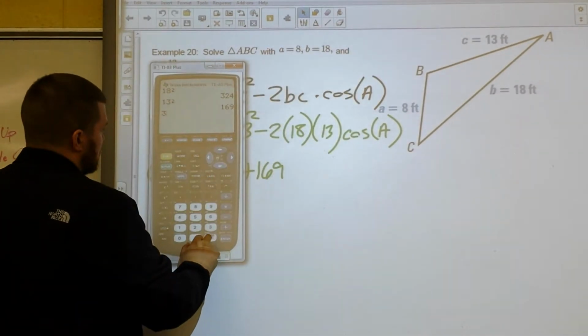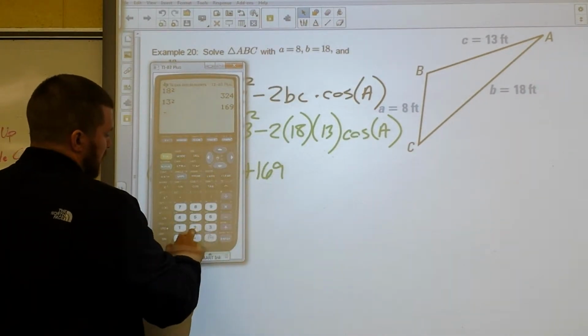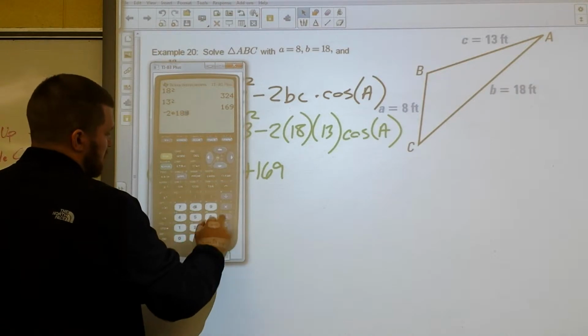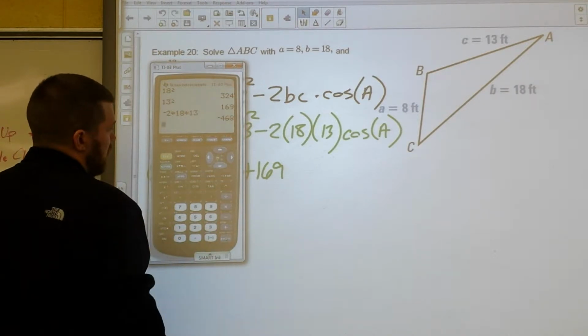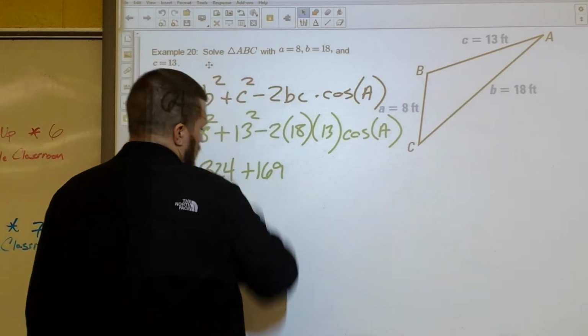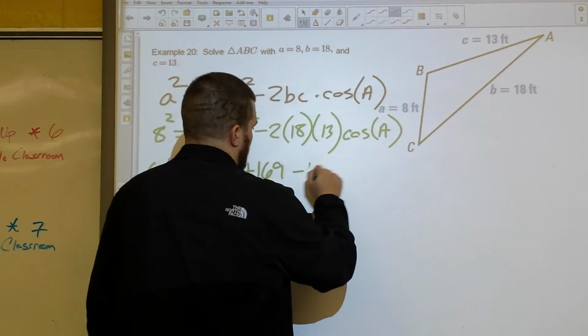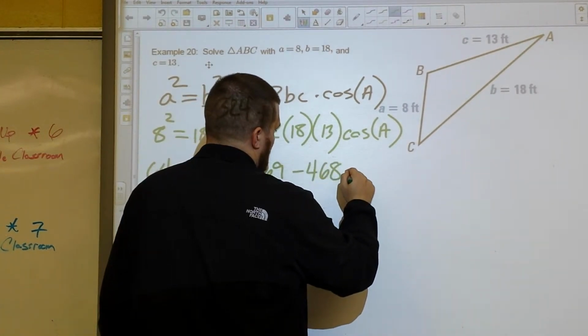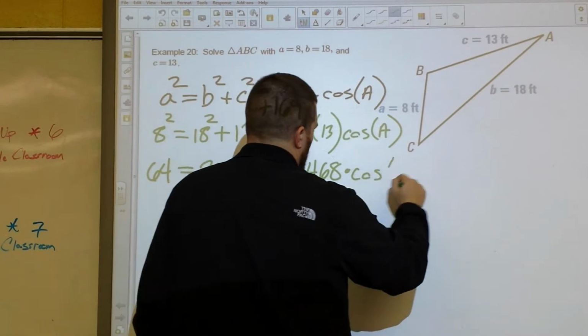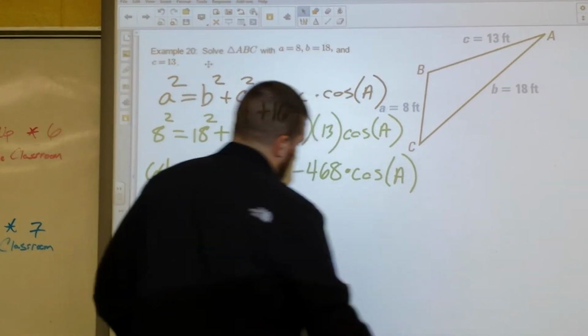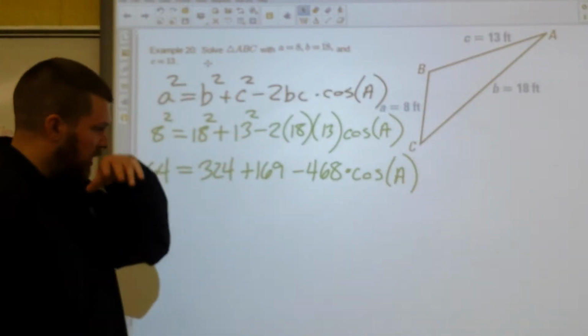So negative 2 times 18 times 13 equals negative 468. So minus 468 times the cosine of angle A. Now, you have to be very careful here, and this is where a lot of people make mistakes.